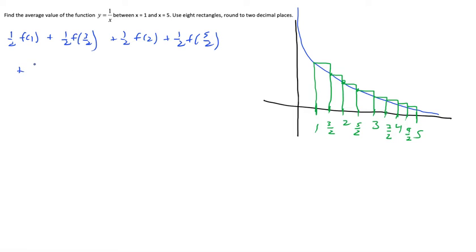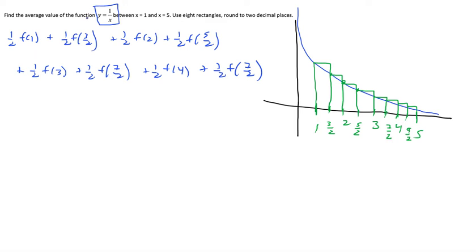And I'll just continue down here. 1/2 times f of 3 plus 1/2 times f of 7 halves. That's this point right here. So 7 halves is this height, and times 1/2, which is the width. And then 1/2 times f of 4 plus 1/2 times f of 9 halves. And of course, this is the function that we're using. All right, so what do we get?